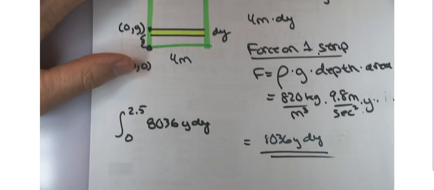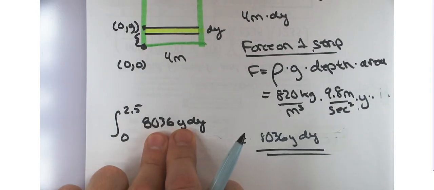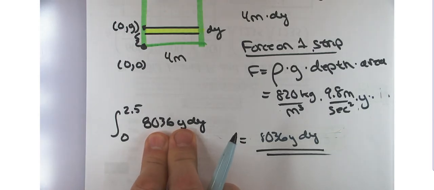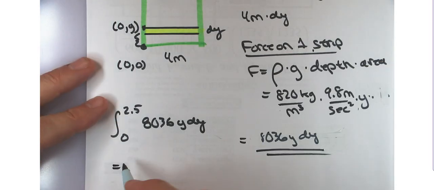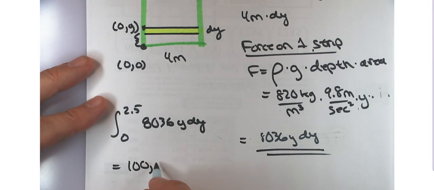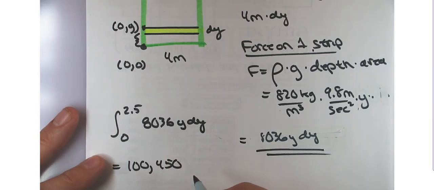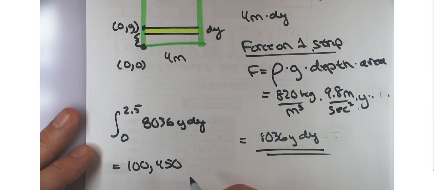Now at this point, I'd be really, really happy if you got this. I'm not interested in you finishing this off, doing it by hand. I would suggest that you would do it by fnInt at this point. What we end up with is 100,450 newtons.